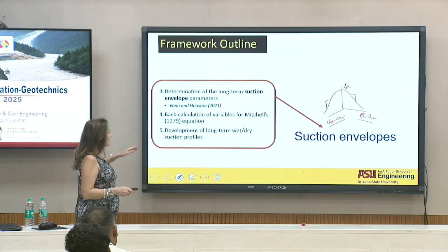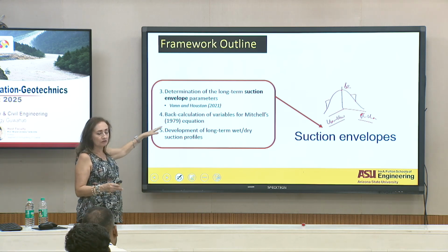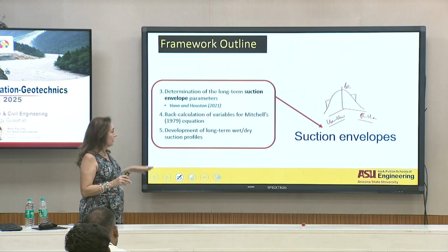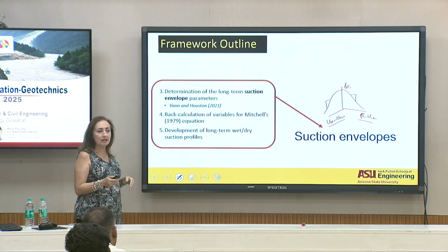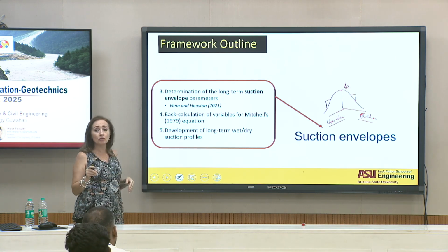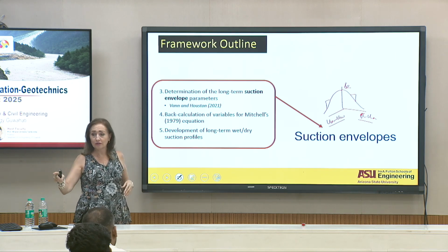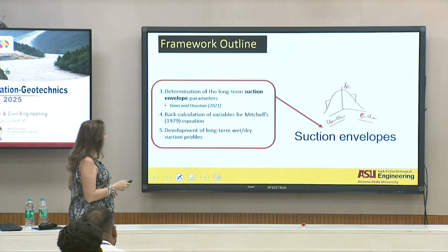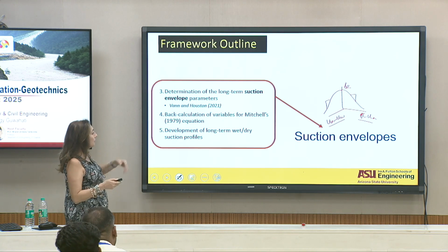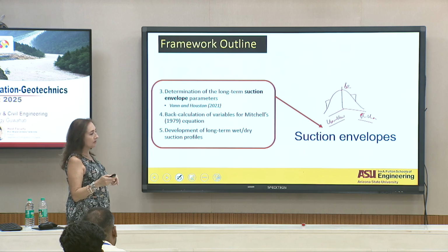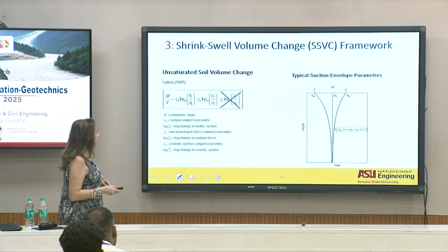So we use a back calculation of some variables of an equation from Mitchell from 1979, which is a closed form solution of Richards' equation, okay? And then we developed a long-term wet drying suction profile. So let's see this particular set of stuff.